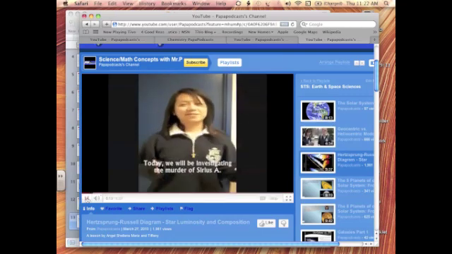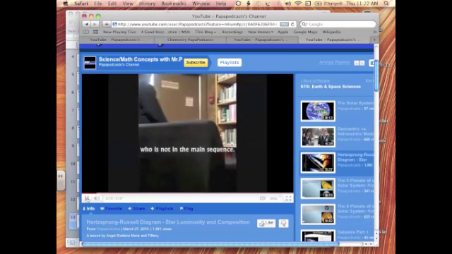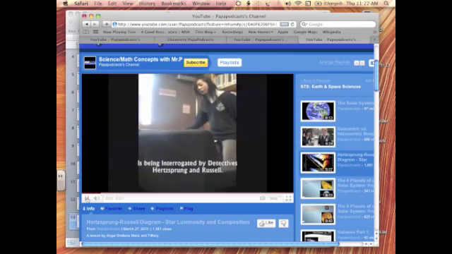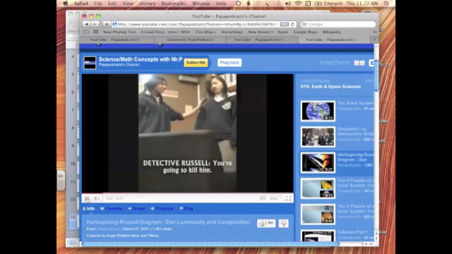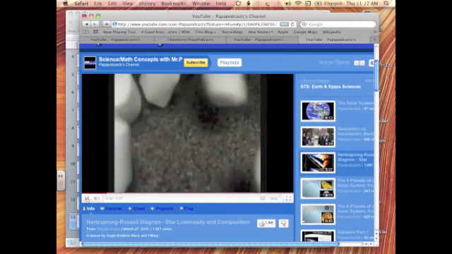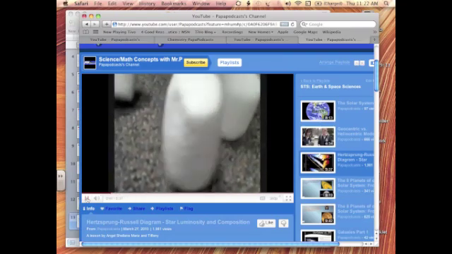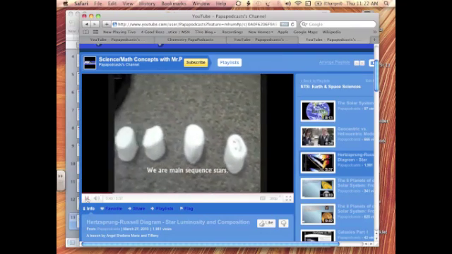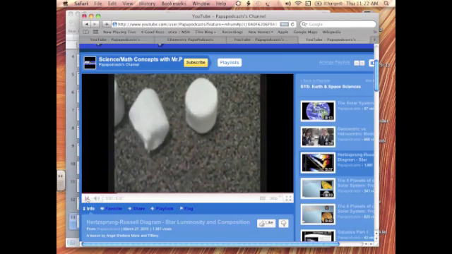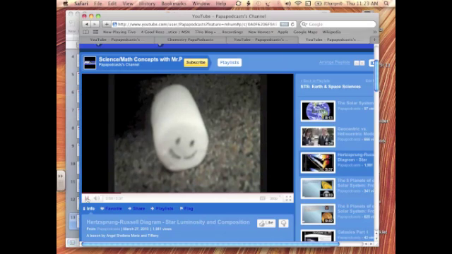There you are. Today we will be investigating the murder of Sirius A. This is Sirius B, who is not in the main sequence. You killed him, didn't you? He is the main suspect, and thus is being interrogated by Detectives Hertzsprung and Russell. You're gonna kill him. We are main sequence stars. Who's not gonna let us into that party? Hey, don't try to get ahead. Sirius B? Why are you here? You're a white dwarf, not a main sequence star!